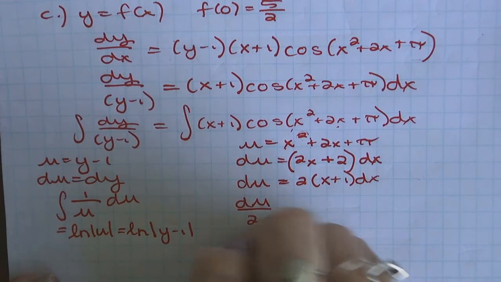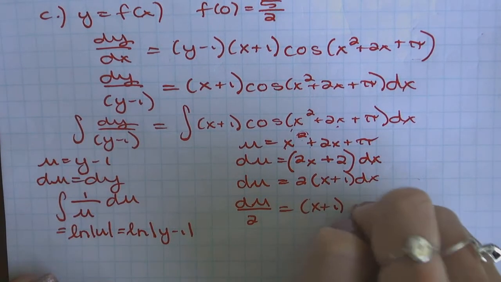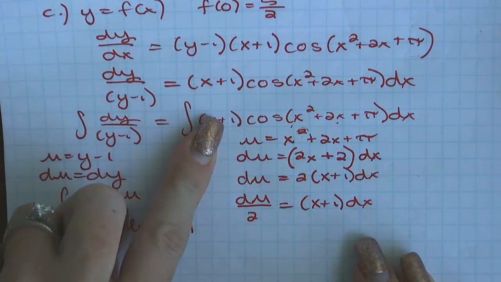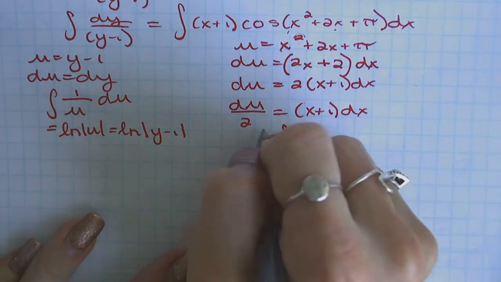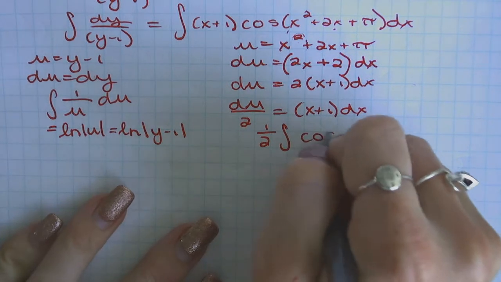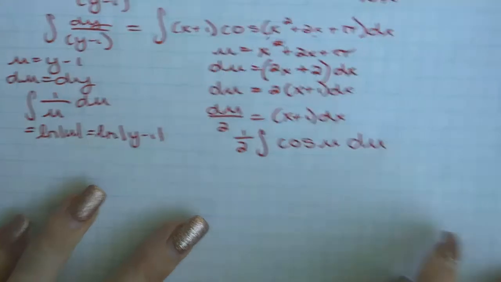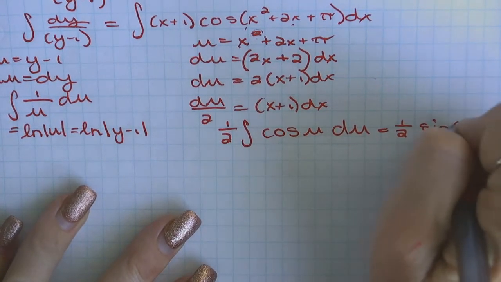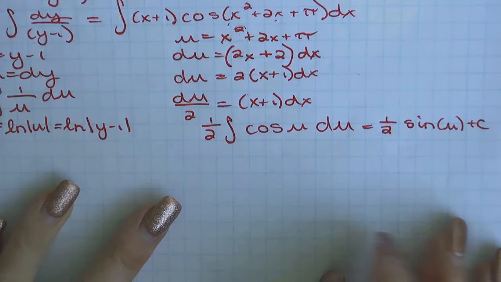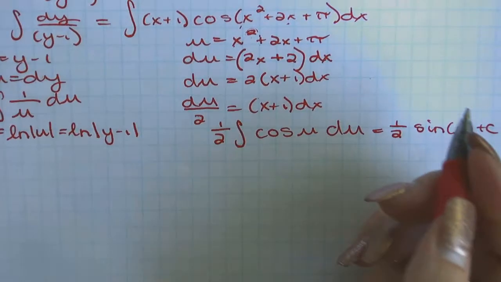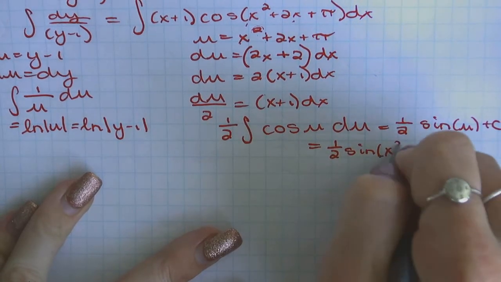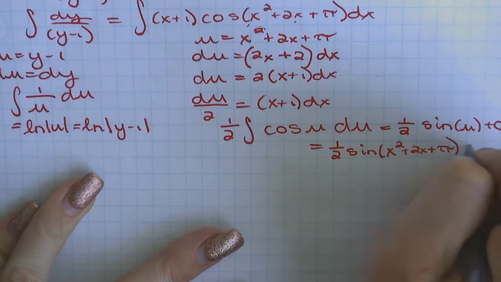So I need to just simply divide by 2 so that I can replace my (x plus 1) dx with du over 2, and then this becomes cosine of u. So my integral becomes 1/2 times the integral of cosine of u du, which is, right, 1/2 times sine of u, and I'm putting the c over here. So finally, this is 1/2 sine of (x squared plus 2x plus pi) plus c.